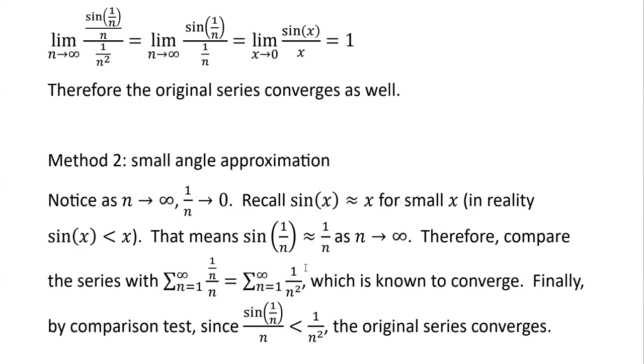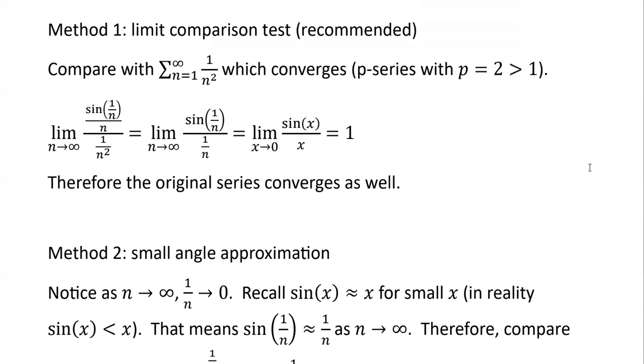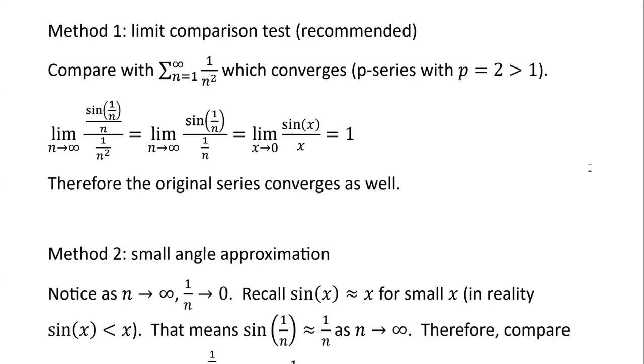And by the comparison test, since our original guy is less than 1 over n squared, as I was saying, in reality it's actually smaller, okay? Sine x is less than or equal to x, so 1 over n squared would be bigger, because it's on the bottom, okay? The original series converges as well, okay? So this is another way to think about it if you want. If you're totally lost, don't worry about it. Just try the limit comparison test method as I explained over here.